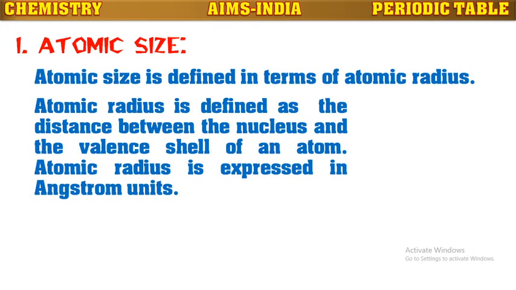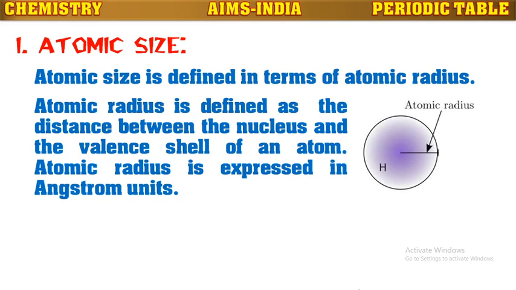Atomic radius is defined as the distance between the nucleus and the valence shell of an atom. Suppose if we consider this as an atom, the distance from the nucleus to the outermost orbit of this atom is considered as atomic radius. Atomic radius is expressed generally in angstrom units.